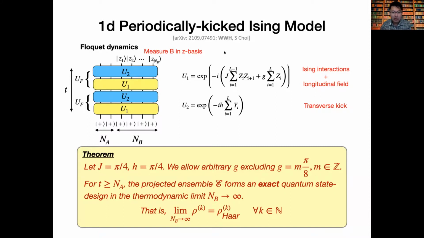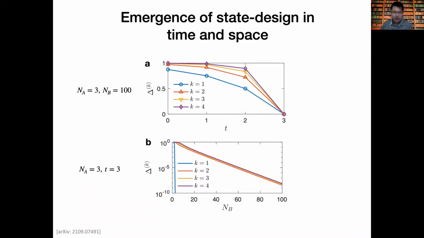So just to show you some numerics, if you don't believe the theorem. Here's what we can see numerically. I take a subsystem size of 3, and this is the emergence of the state designs in quench time, and also in how many qubits I'm measuring. In the top panel, I am fixing the number of qubits I'm measuring to be 100, and the different colors represent different moments. We see that initially the trace distance is far from 0, so they're not maximally entropic states. But then over time this goes down, and magically all the moments hit 0 exactly at this critical value of time 3, because N_A is 3 in this case, and they stay at 0 afterwards.